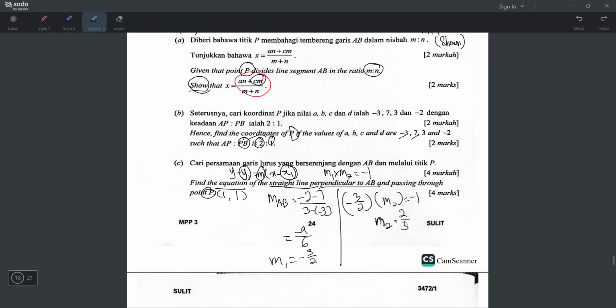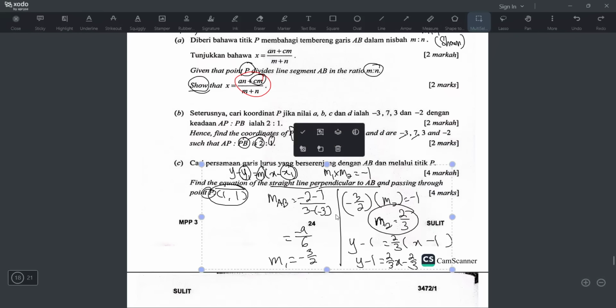So now I have my gradient, and now I have the point it passes through. Now is the right time to use this formula. y minus y equals gradient times x minus x. The gradient is 2 over 3. And for the x1, y1, it has to be a point it passes through, which is point P, 1, 1. So y minus 1 equals 2 over 3 times x minus 1. Now the 2 over 3 can expand, become 2 over 3 x minus 2 over 3. Here is still y minus 1.